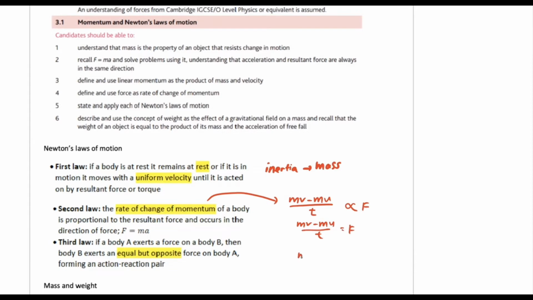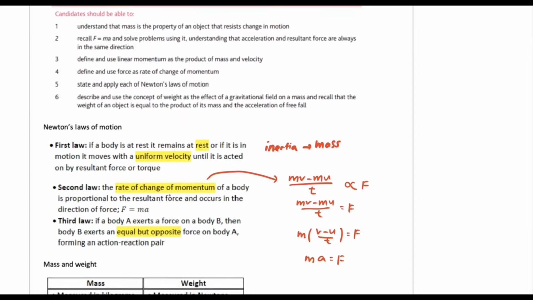After that, we factorize the m. Then we have v minus u over t. And we know what we have in the bracket is acceleration. So we can change this to ma. That is how we get the formula.